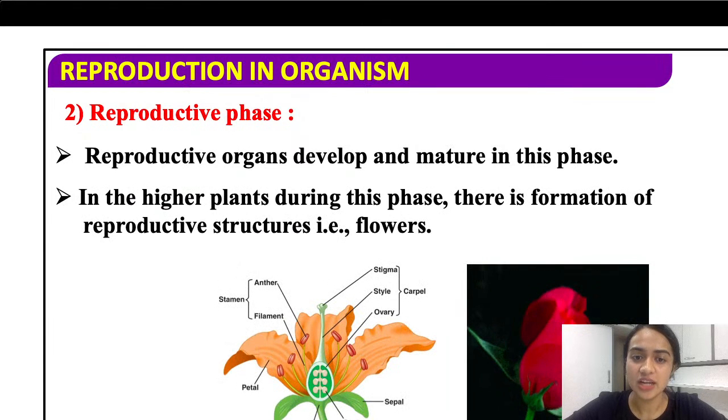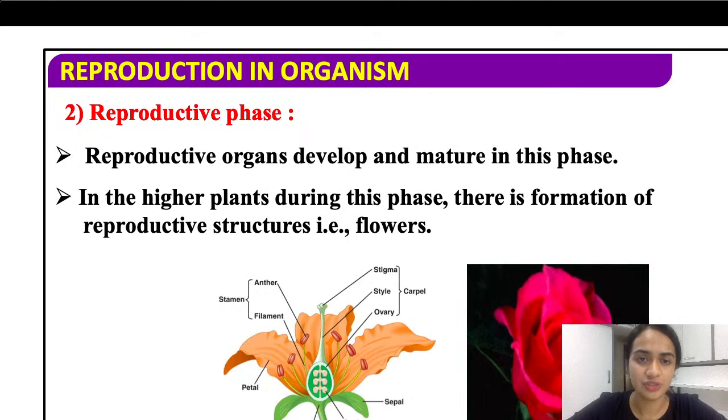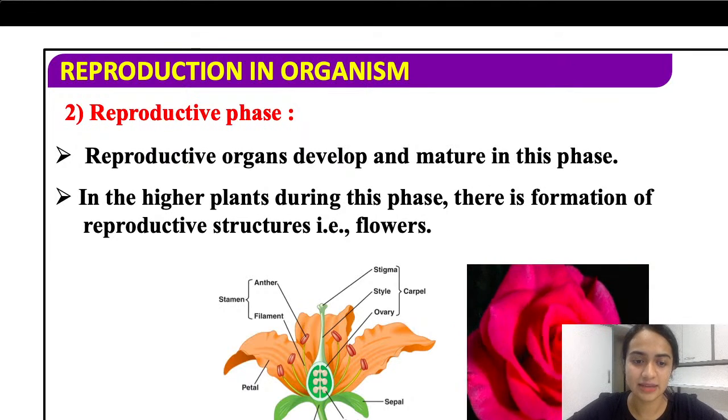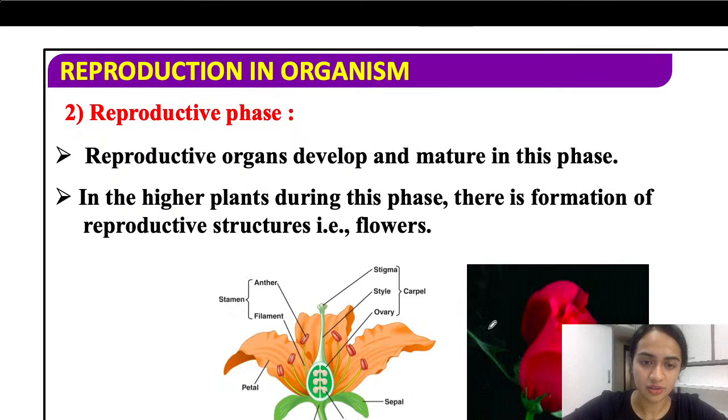In higher plants during this phase, there is formation of reproductive structures like flowers, as I mentioned. So, this is a flower. Here we can see the stigma. There is the ovule here, which is the female part. We have sepals, then there is the stigma here, and there will be pollen grains here. The next unit is all about reproduction in plants, so there we'll look into all the details, and this is the anther here.